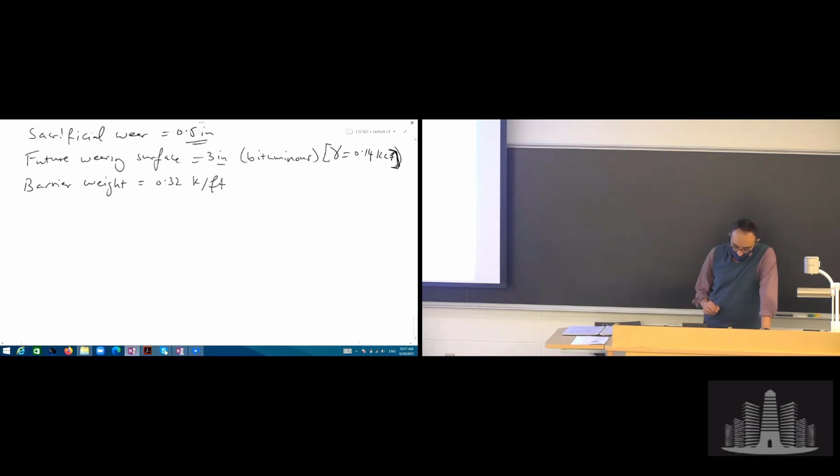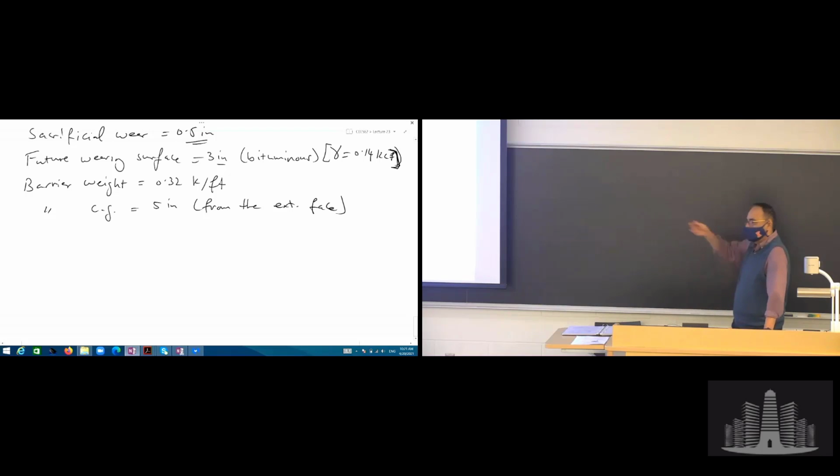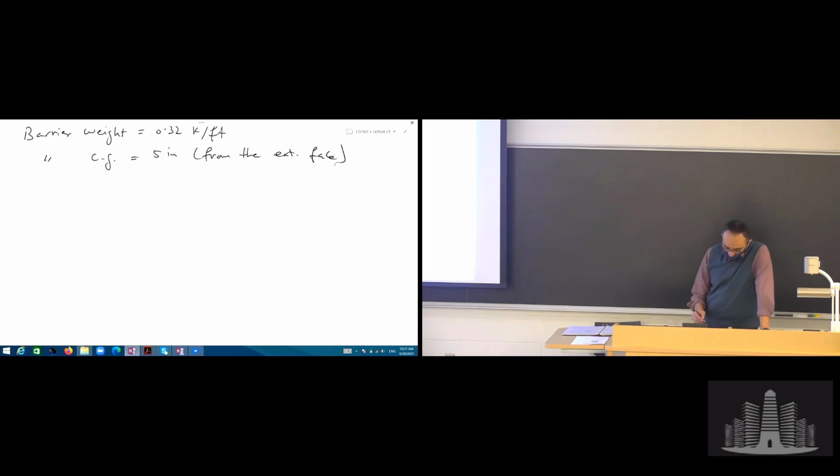Okay. And the barrier CG is 5 inches from the external face or exterior face of the bridge, so the edge essentially of the bridge. And the f'c for the deck is 4.5 ksi, and the Fy for the steel used is 60 ksi.